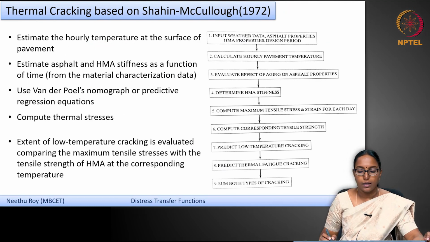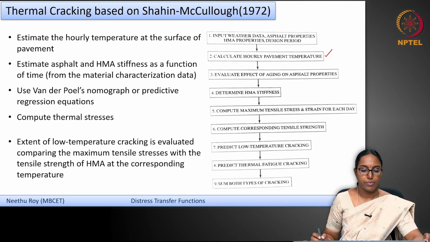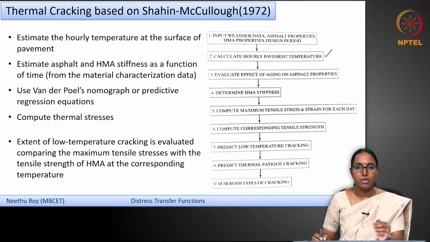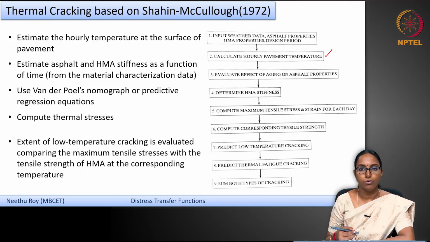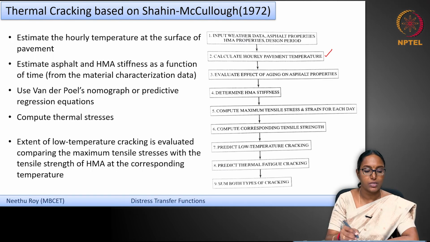Next, you calculate the hourly pavement temperature, because you have to accumulate the damage and see how it accumulates over a period of time. As you know, the temperature varies on a daily as well as an hourly range, and based on these variations in temperature, the response of the material changes. So you estimate the hourly temperature at the surface of the pavement. You can use various models for that.